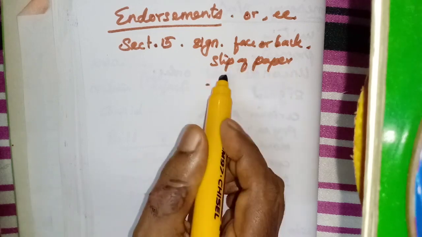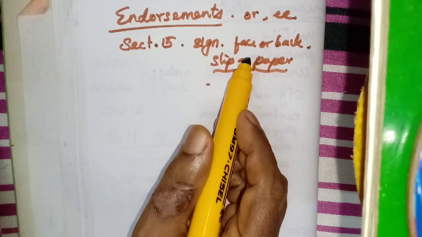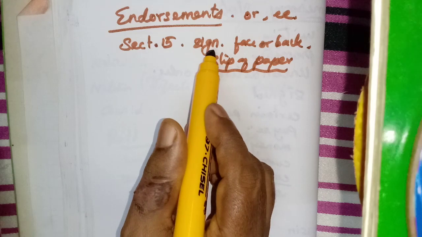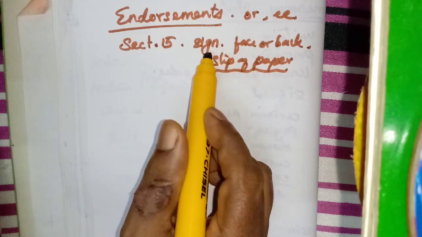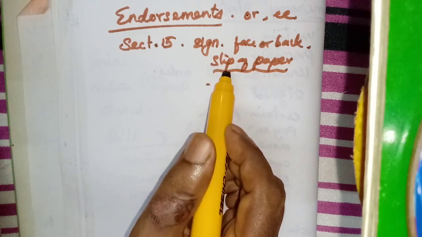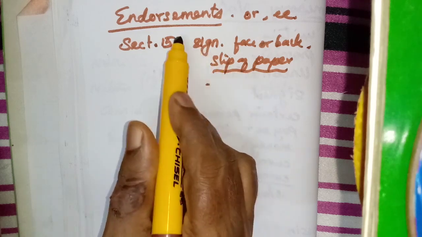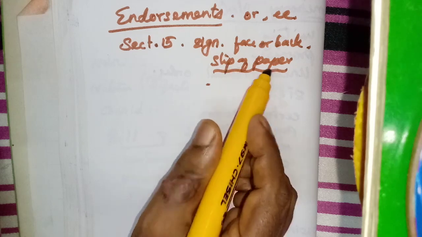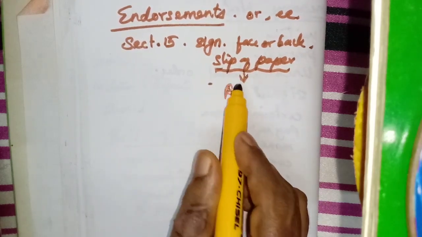So if the space is insufficient to write the endorsee's name and address and to sign the maker's signature, then he may add a slip of paper. A piece of paper will be attached to this check, to the instrument. That piece of paper or slip of paper is called a allonge.